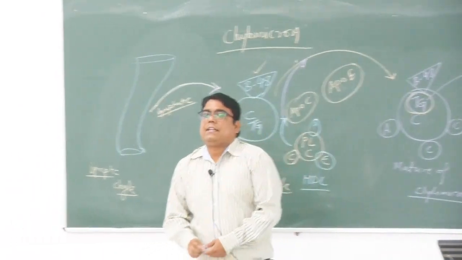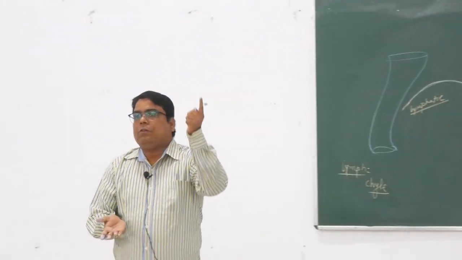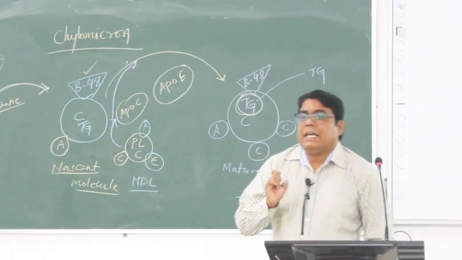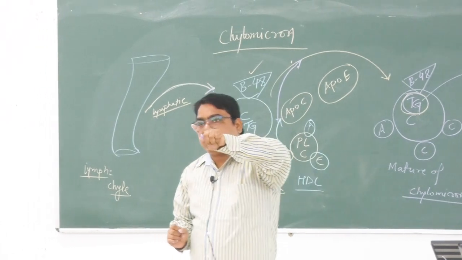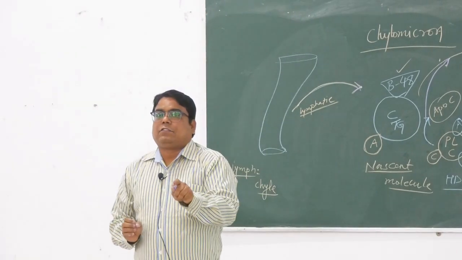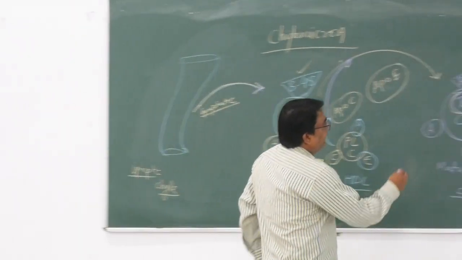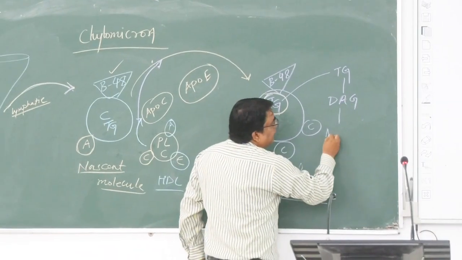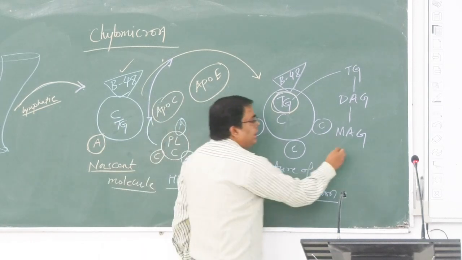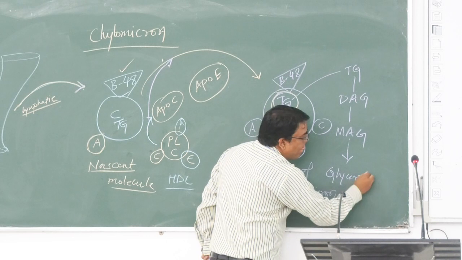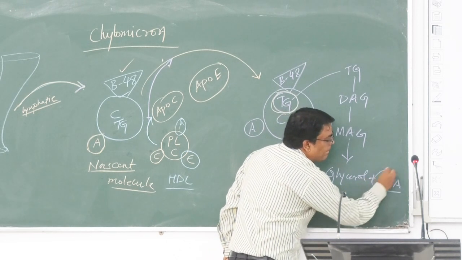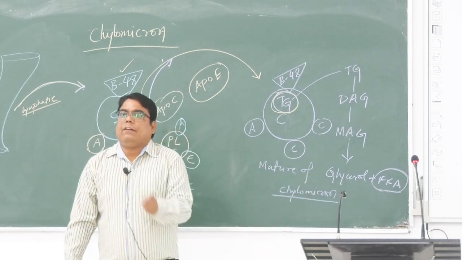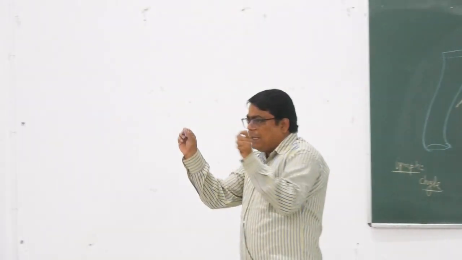It breaks down triglyceride molecules, first into diacylglycerol, DAG, and in the next step into monoacylglycerol. TG, triacylglycerol, breaks down into diacylglycerol, which contains two fatty acids on glycerol, and lastly into MAG, monoacylglycerol, and it finally breaks down into glycerol plus free fatty acid. Free fatty acid. How is it broken down? By the activity of LPL, lipoprotein lipase, which is present in the blood capillaries.